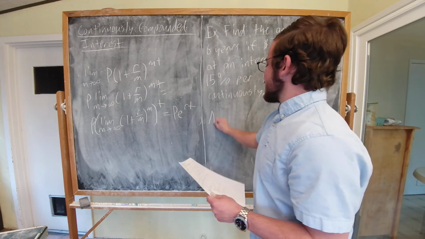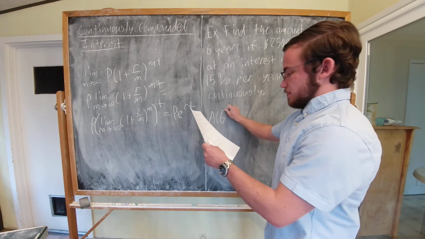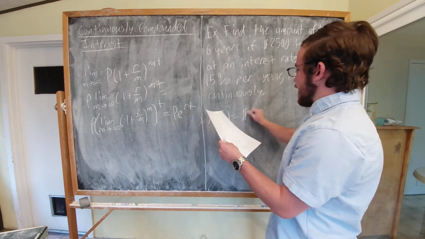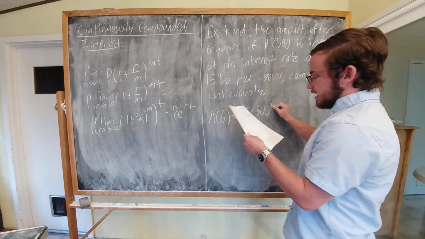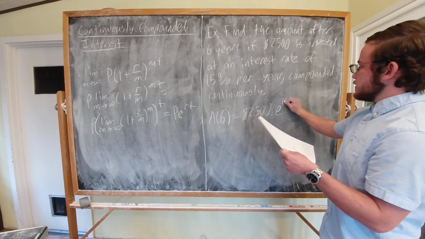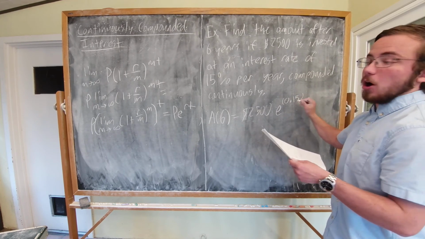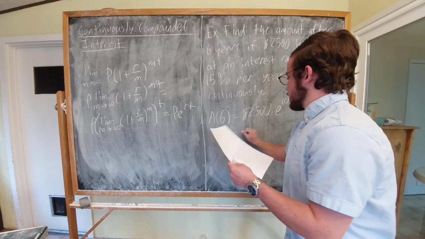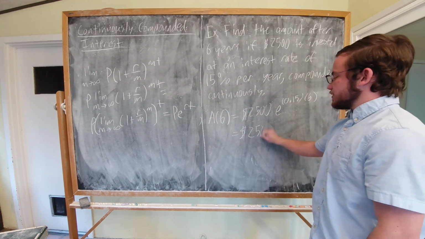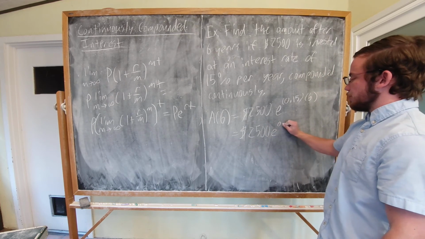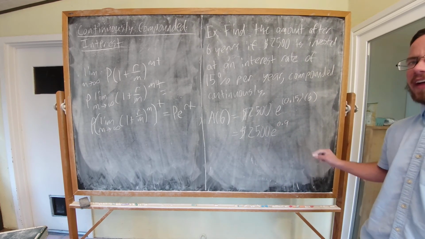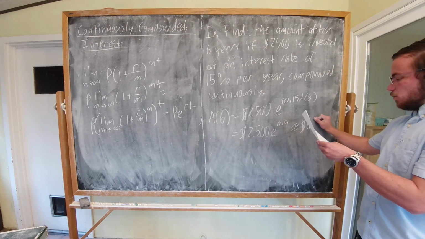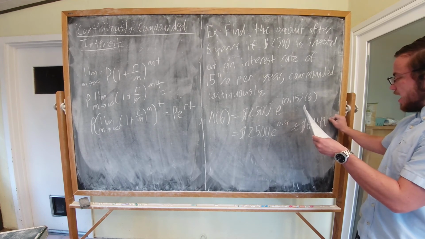Well then in this case, A of 6 would be equal to, by our formula, $2,500 times e to the 0.15, that's our r, times 6. Do the multiplication, it's $2,500 times e to the 0.9 power. Plug that into your calculator, and that would be roughly $6,149.01.